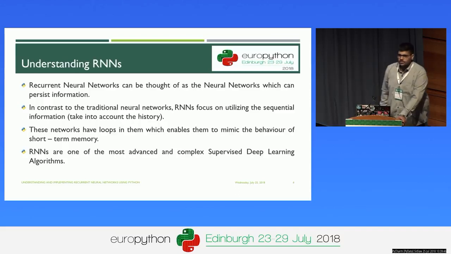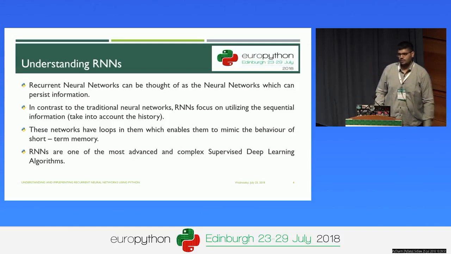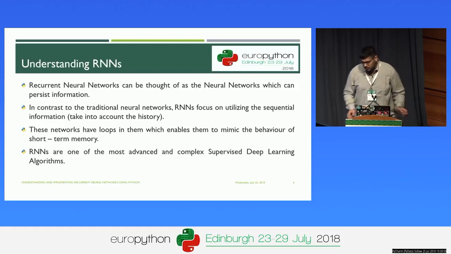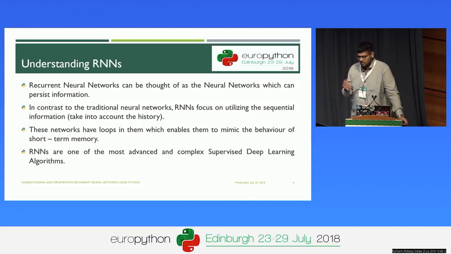Recurrent neural networks can be thought of as neural networks which persist information, and we can think of them as sequential processes influencing decisions. In contrast to traditional neural networks, which don't persist information, recurrent neural networks have this advantage. We can think of recurrent neural networks as networks having loops to themselves. I'll be explaining the architecture now. And these are one of the most complex supervised deep learning algorithms we have today.